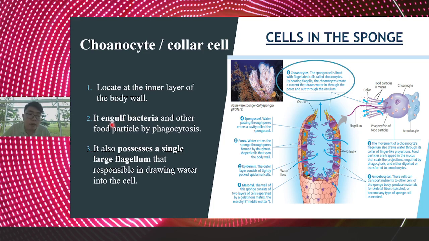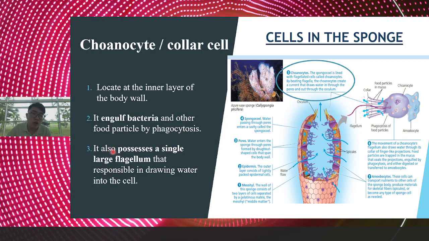Okay, and then it engulfs. What is the function of it? It engulfs bacteria and other food particles by phagocytosis. Dia makan makanan. Ini macam mulut kita lah. Kalau in human, mulut lah. Mulut makan makanan kan. Ini mulut untuk sponge. Macam lah saya buat awak faham kalau berbeza dengan human. Ini macam mulut mereka. So choanocyte is the mouth of them. So they consume the food, engulf the bacteria and other food particles by phagocytosis.